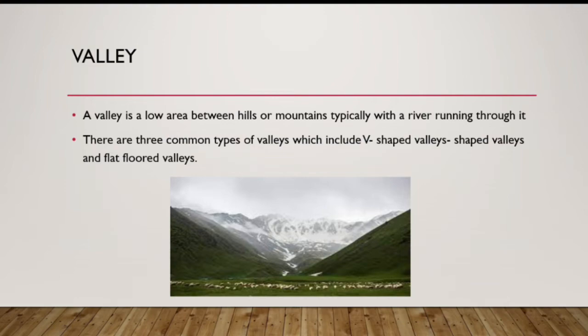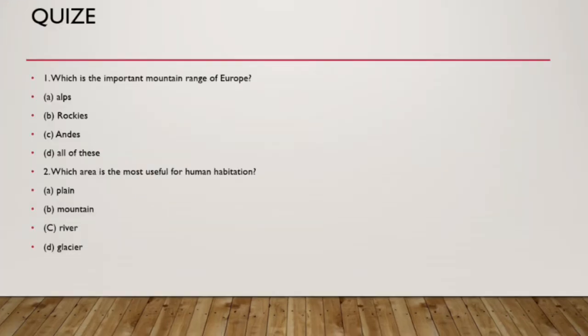So we have some quiz. Question number 1, which is the important mountain range of Europe? A. Alps, B. Rockies, C. Andes, D. All of these. Question number 2, which area is the most useful for human habitation? A. Plants, B. Mountain, C. River, D. Grasses.